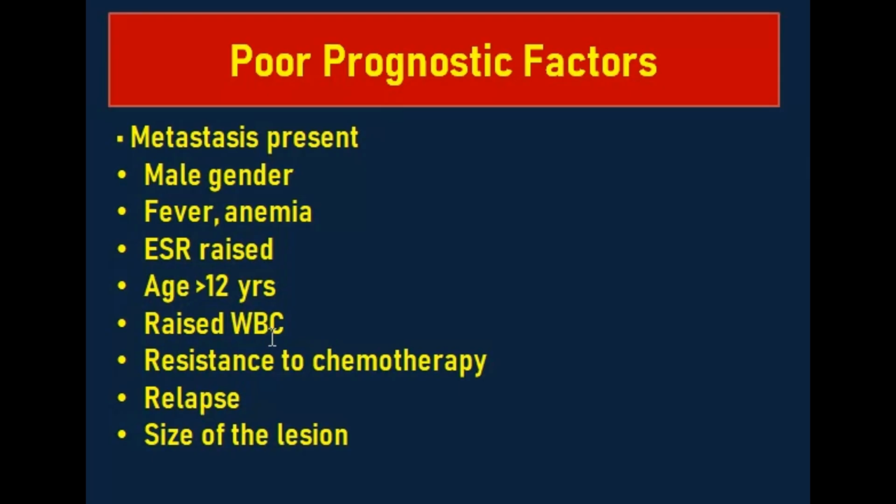If the WBC counts are raised, if even after giving chemotherapy the tumor is not getting small or it's not getting resolved, which means resistant to chemotherapy, then that is also a poor prognosis. Relapse is also considered poor prognosis. And finally, if there's a big size lesion, then that is also a poor prognostic factor.